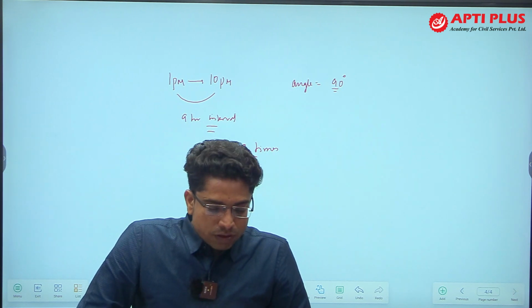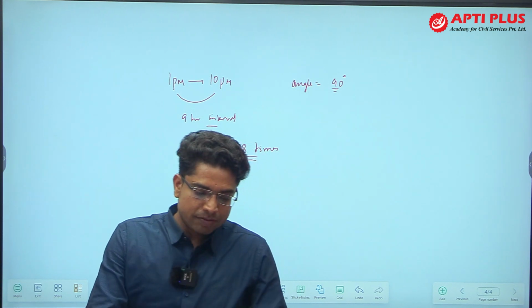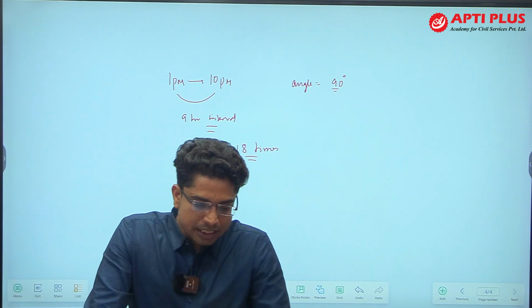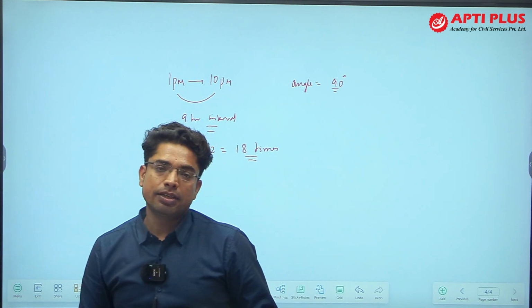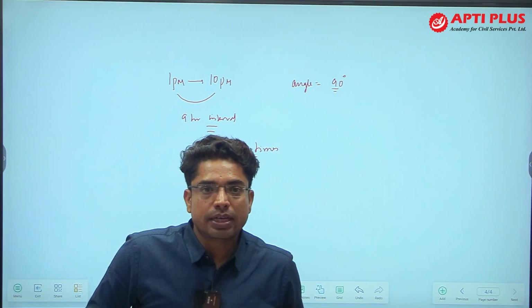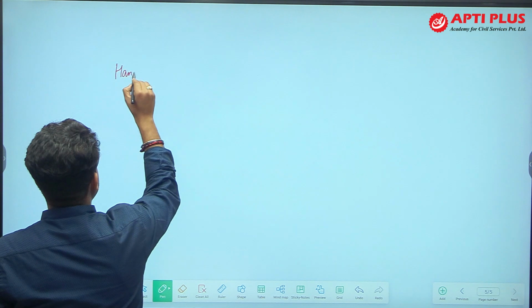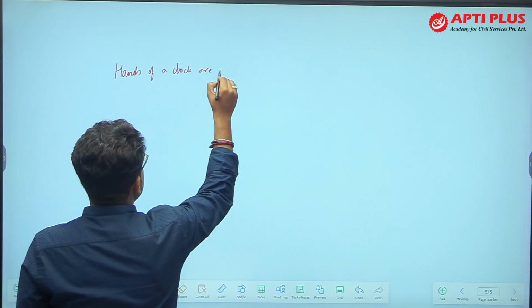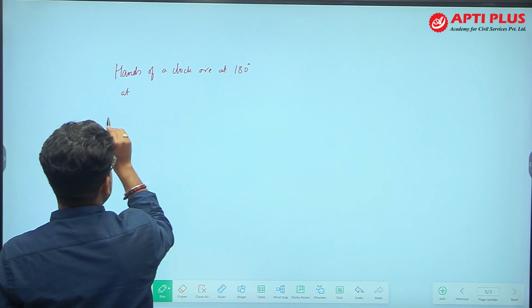Taking the same thing forward, the next question that was asked in CSAT says: the hands of a clock are at 180° at which of the following times, and the options were given. So, what is the question? The question is, the hands of a clock are at 180° at which of the following options?